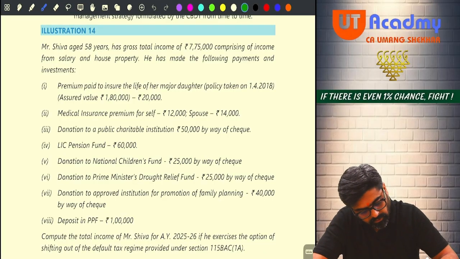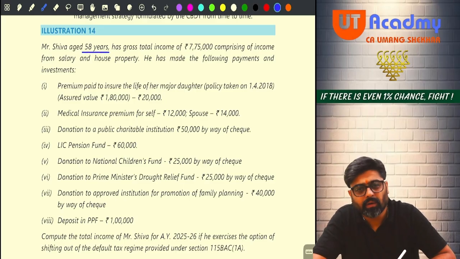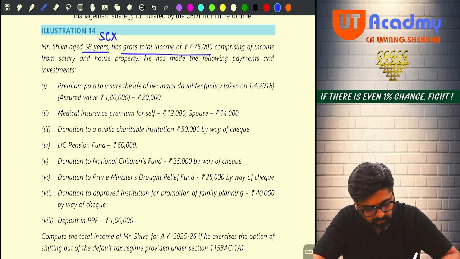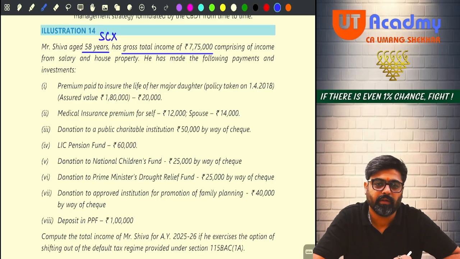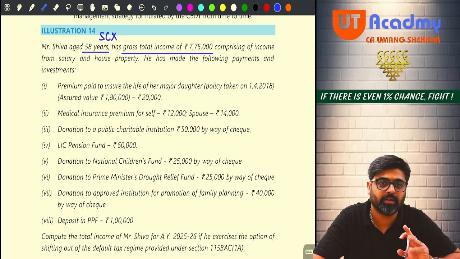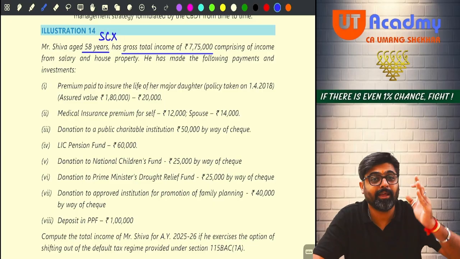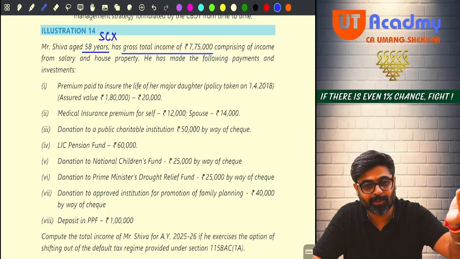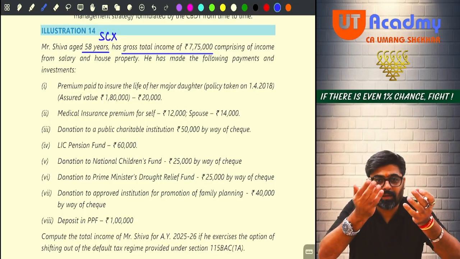See, Mr. Shiva, aged 58 years. An individual who is 58 years old, is he a senior citizen or not? Not a senior citizen, okay. Sure. Has a gross total income of 7,75,000. Whenever the examiner does this, you have to thank him. Thank you. Why? Because you have calculated GTI on your own. You have not given us trouble to calculate this.